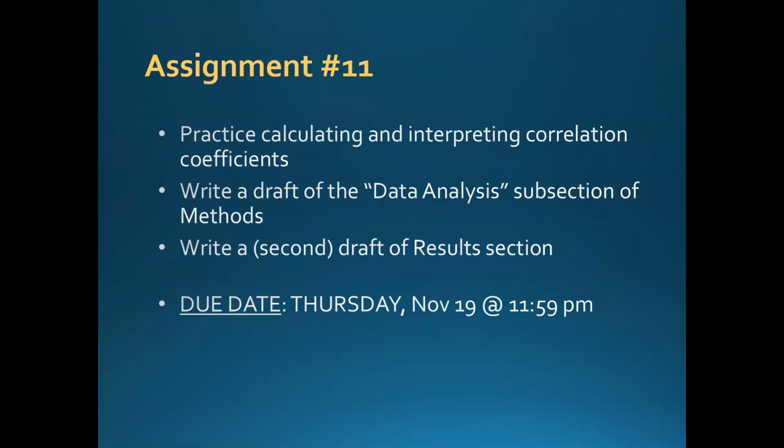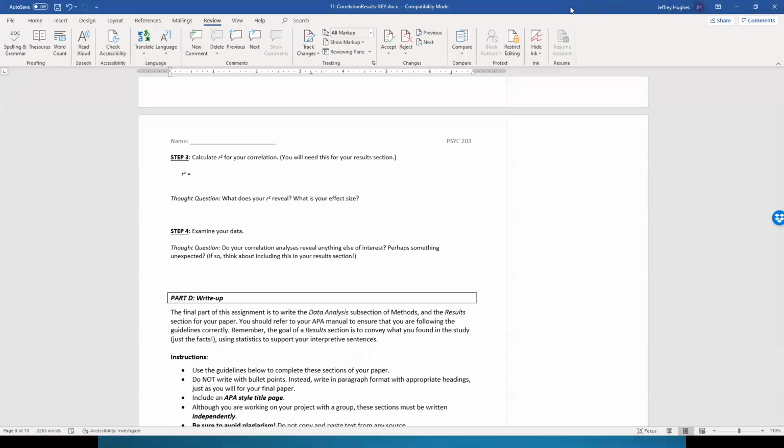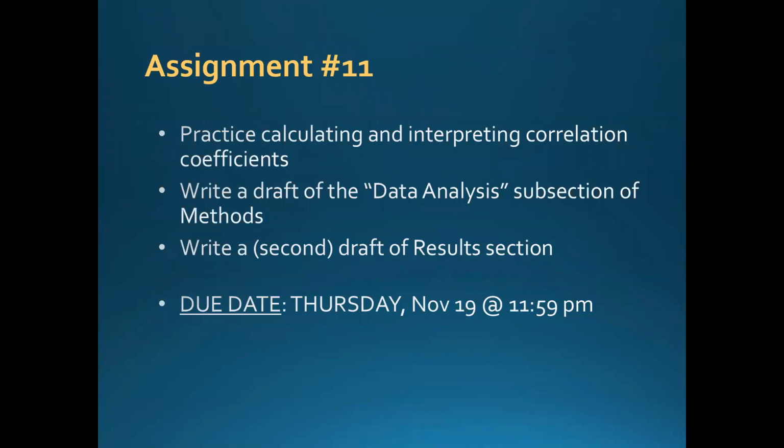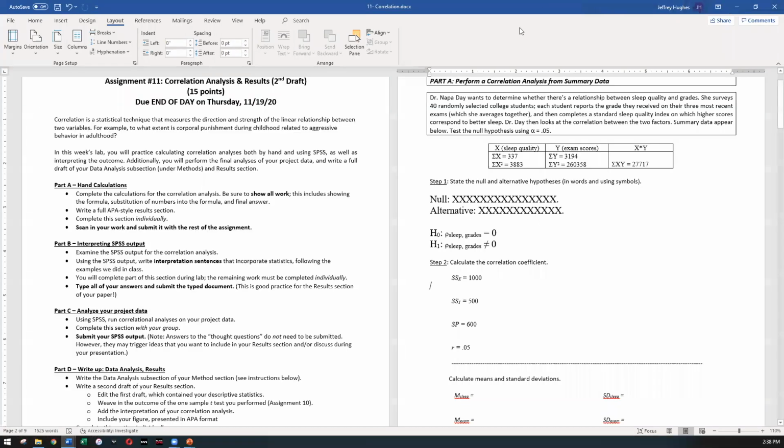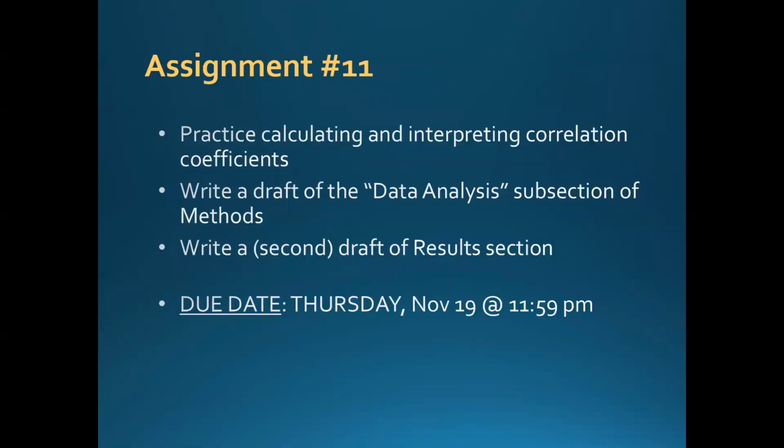All right, so let's jump into assignment number 11. Hold on, let me pull this out. I'm actually pulling up assignment number 11 on my own screen. All right, there we go. Okay, so assignment number 11. For this, you're going to be calculating and interpreting correlation coefficients. You're going to do one by hand, as well as via SPSS.